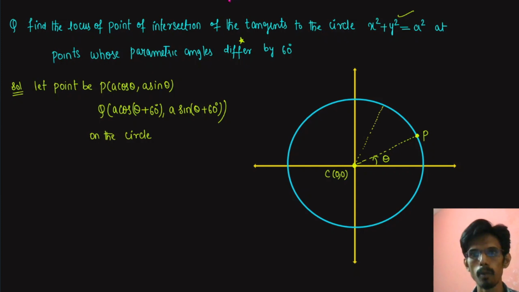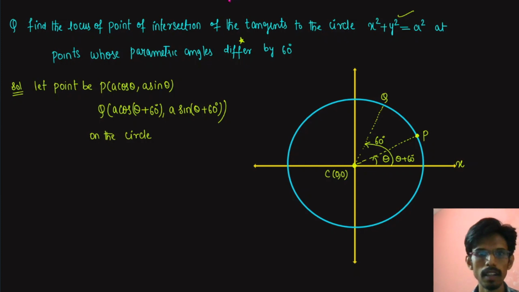Let me mark another point which is at the angle theta plus 60 from the x-axis. So the angle between CP and CQ in this triangle is 60. Let us take this as Q. The angle PCQ is 60 degrees.